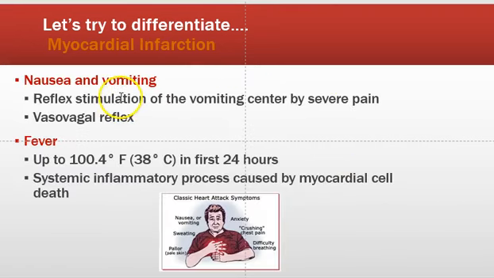And then also with an MI, and some people may get this even with their angina or unstable angina, is some nausea and vomiting, because you get a vasovagal reflex, you get the stimulation of that vomiting center because of the severe pain that people have. But certainly with an MI, this is significant. And patients may even have a low-grade fever up to 100.4 in the first 24 hours, which is consistent with that sort of systemic inflammatory process that is going along with the myocardial cell death.